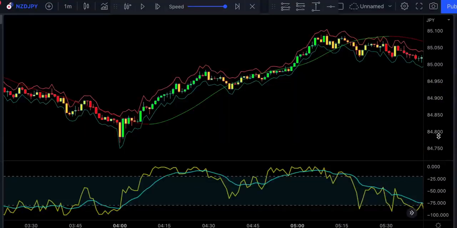Okay, I hope you have understood the rules for this strategy. So let's actually do our backtesting and see how well it performs in different market conditions.